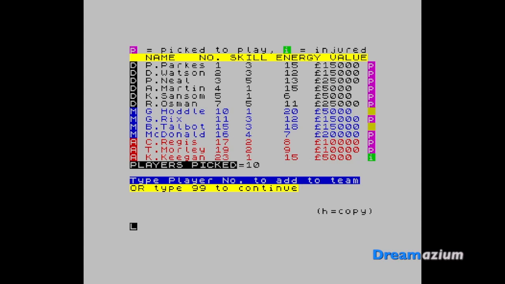McDonald, his skill is at 4 and he is already picked. And now, right. So this Talbot here, he's number 15. He has lots of energy and he has a skill level of 3. So that's not too bad, is it? So we're going to put him in.